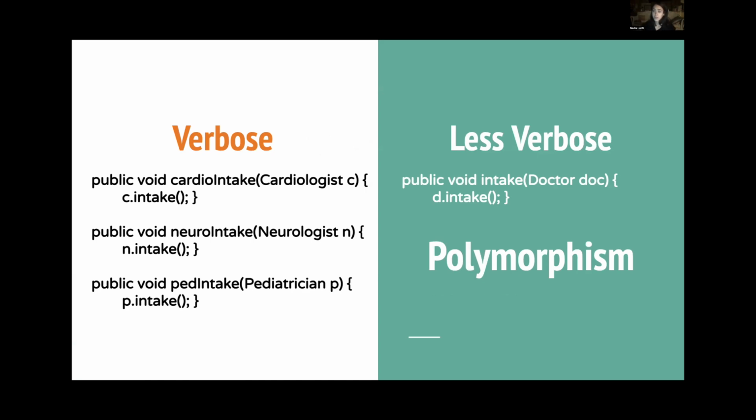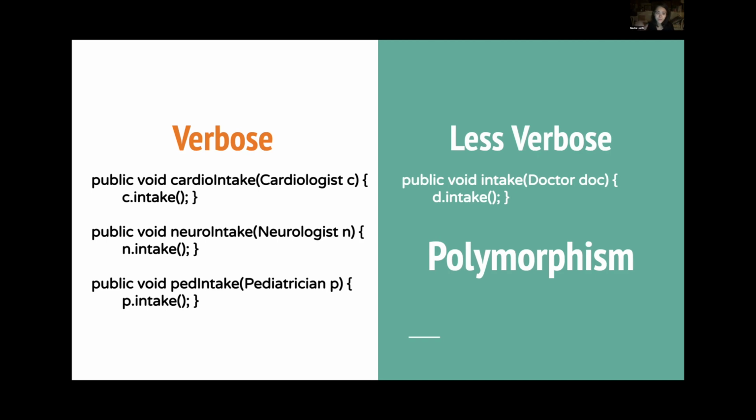Well, let's take a look at these two different types of code that I could write. On the left, I have to specify a method for performing an intake exam for every type of doctor. And these are just three types of doctors here: cardiologist, neurologist, pediatrician. There are so many other different types of doctors as well, and I would have to write a method for each of them. That's very verbose, and it also makes editing my code really, really difficult.